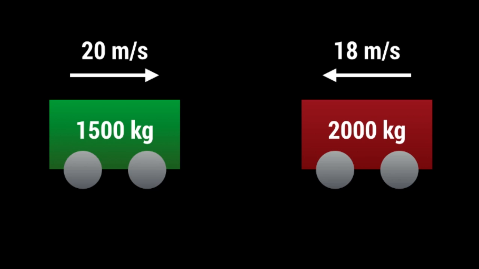So the first example problem is we have two cars. One is a green car, one's a red car. The green car is 1,500 kilograms and the red car is 2,000 kilograms. Now, suppose that these cars are on a collision course. The green car is moving toward the red car at a speed of 20 meters per second, and the red car is moving at 18 meters per second.